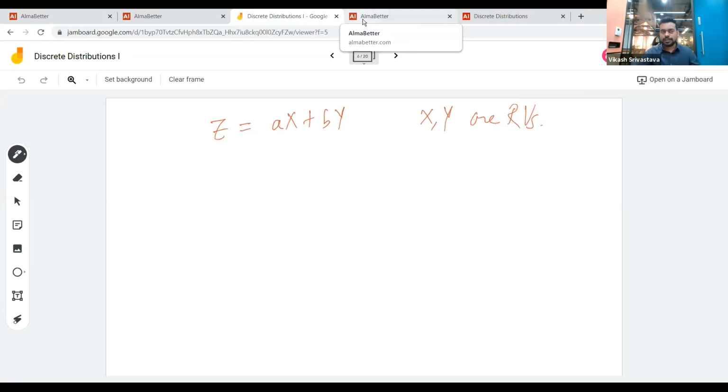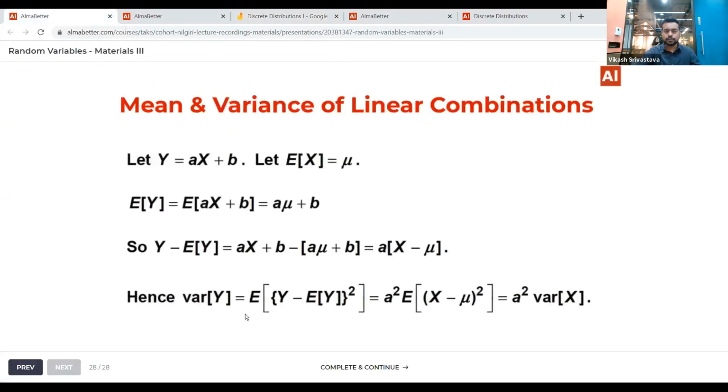But nonetheless, you should go ahead and try to derive how we are getting the variance of y if y is defined as a times x plus b, where a and b are scalars. I hope you guys are comfortable with the variance and the linear combination of random variables, right?